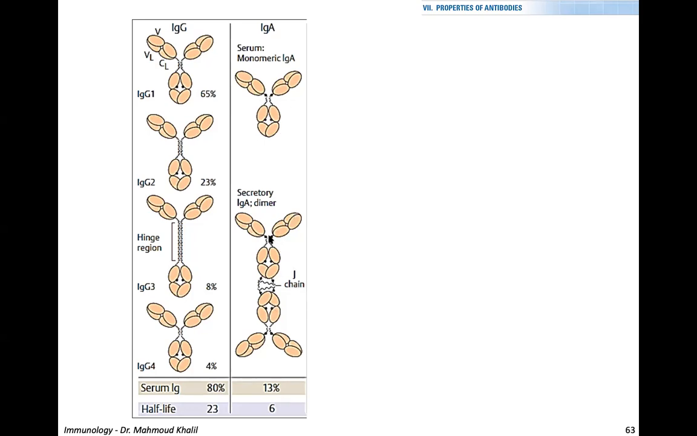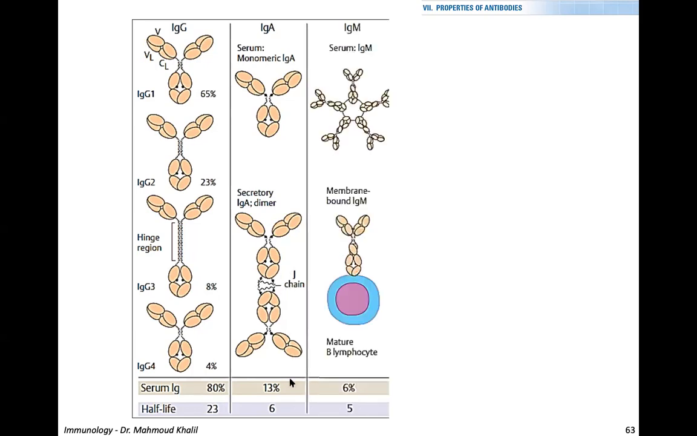You can see that IgA can do dimerization by binding through a J chain. And you can see as well that IgM can exist as a pentamer, consisting of 5 similar molecules. This one can be bound to the mature B lymphocyte, so understand now that the B lymphocyte can bind to the IgM. And you can see as well the concentration and the half-life time of this type of antibody.